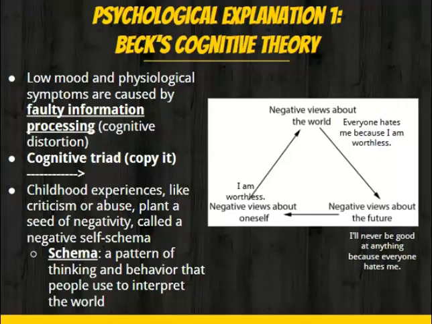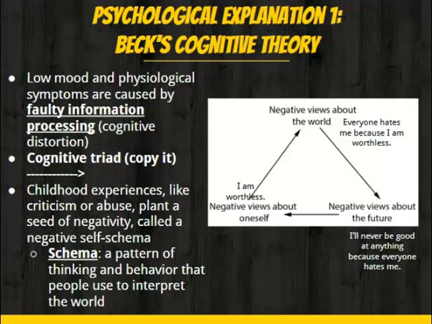People with mood disorders, just like people with schizophrenia and OCD, when they process information, there is a flaw happening there. They are not processing information in an accurate and healthy way. So he suggests that your mood and your physiological symptoms are likely caused to some extent by that. You can see his cognitive triad there, but basically he asserts that many people have childhood experiences like excessive criticism or abuse or something that plants the seed of negativity that becomes for them a negative self-schema.